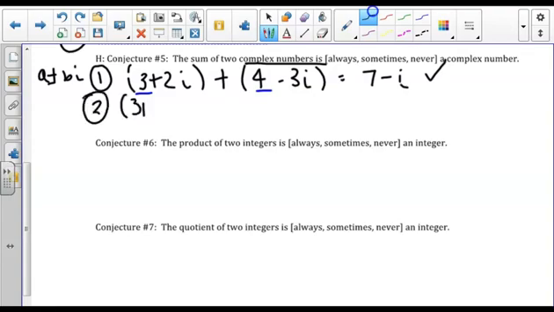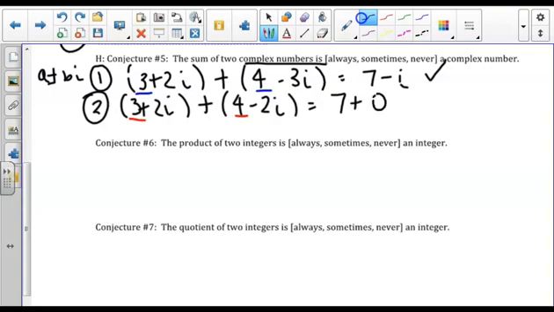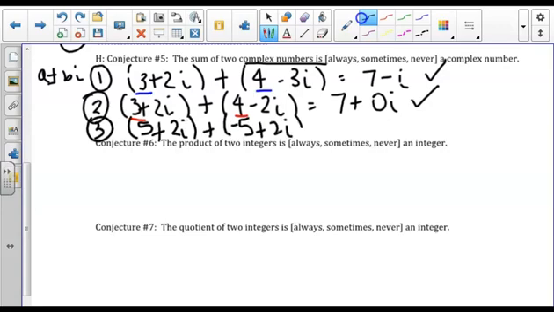If we try adding 3 plus 2i plus 4 minus 2i, when we add the real parts together, we'll get 7. And when we subtract the imaginary parts, 2i minus 2i, we'll get 0i, which still is a complex number. And the last example that we'll look at is 5 plus 2i plus negative 5 plus 2i. When we add our real parts together, we are going to get 0. When we add our imaginary parts together, we will get 4i, which is still a complex number.